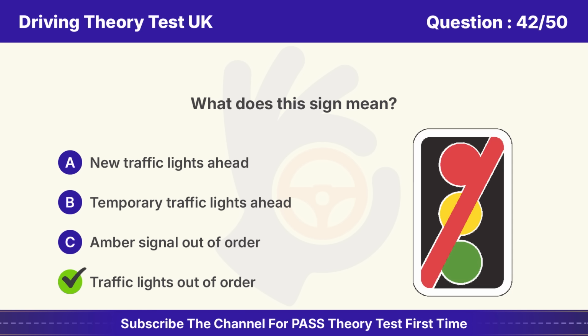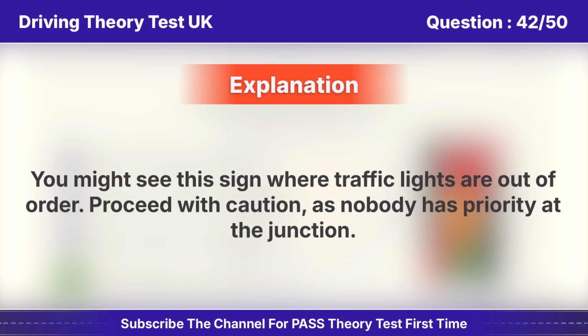Answer is D. Traffic lights out of order. You might see this sign where traffic lights are out of order. Proceed with caution, as nobody has priority at the junction.